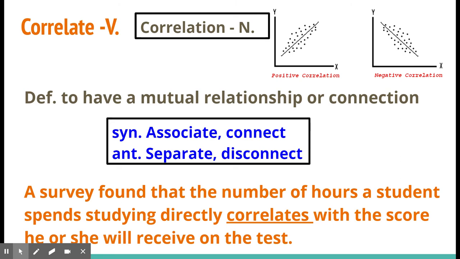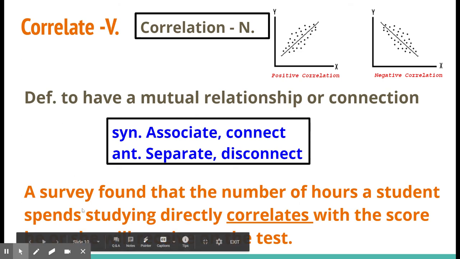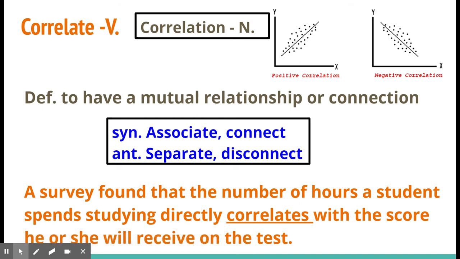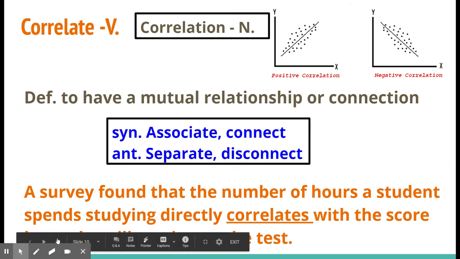So notice how they have a mutual relationship. One thing cannot happen without the other, okay? Take a look at the antonyms, separate or disconnect, okay? So something that is correlated is connected, right? Something that is not correlated is disconnected or separate. You might have heard this word in your math class or science class before when you are looking at numbers or even looking at a science experiment.